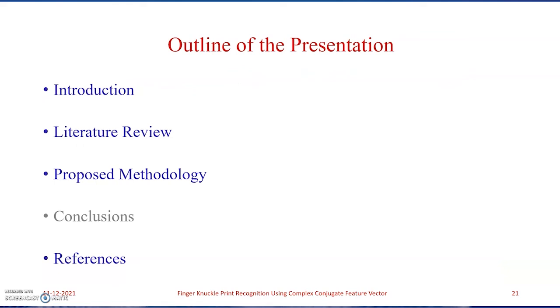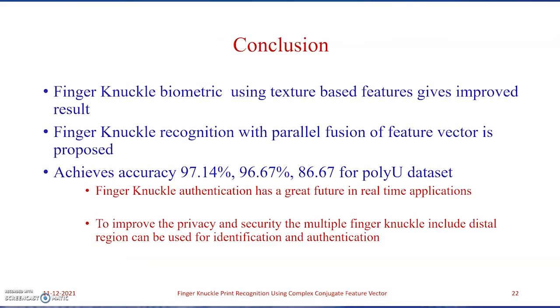And finally, we have come to the conclusion of the research work. Finger knuckle biometrics uses texture-based features for improved results, but here we have used subspace algorithms such as PCA and LDA for extracting the features, and the combination of these PCA-LDA features is done with the parallel fusion of feature vector.